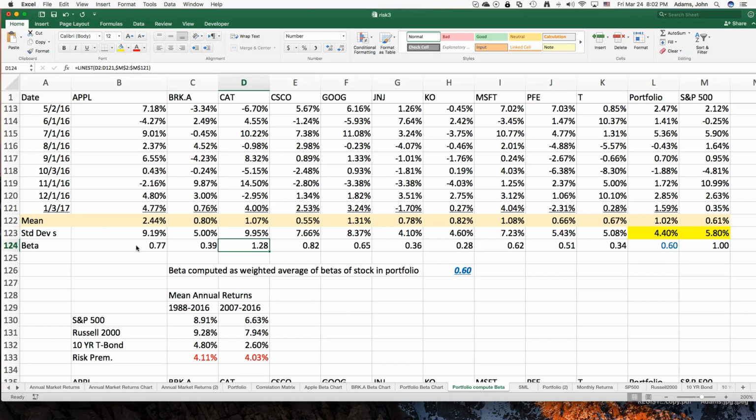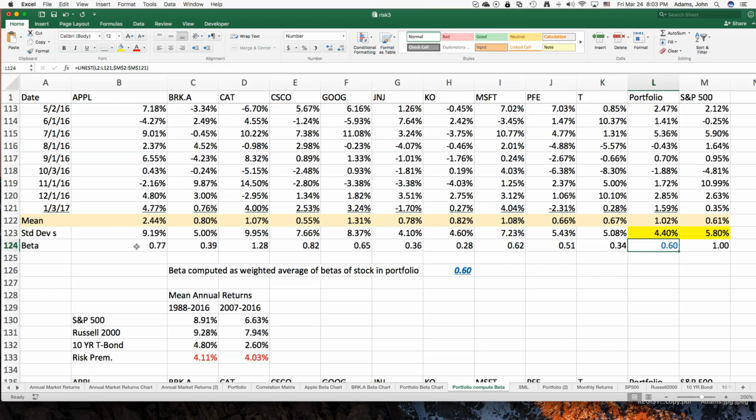Does that make sense? Yeah, Caterpillar is very sensitive to what's going on in the market. Berkshire Hathaway and Apple, less so. And if we look here, one of these stocks has a beta of 0.28, Coca-Cola. Yeah, not very correlated with the market. Again, what we would expect, people probably buy their soft drinks no matter what the market is doing. And we can see all the betas here for AT&T.